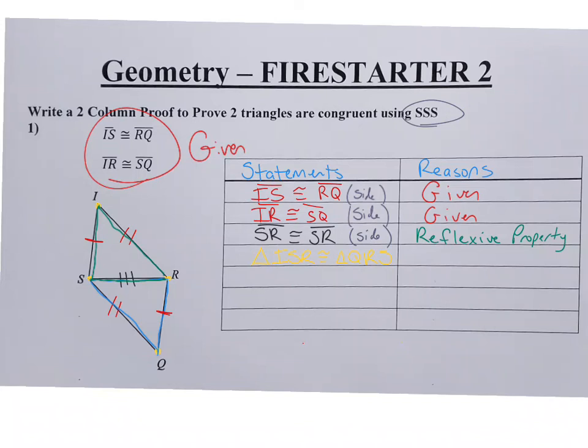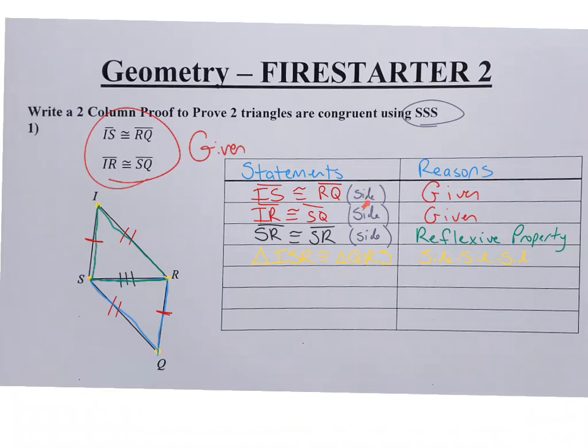Now, the reason for that is going to be side, side, side. And that's it. You don't have to write out the whole thing. You could say side, side, side, triangle congruence theorem. We're just going to put SSS. And that's it. We're done. All right? So every one of our proofs, especially in the white paper, will end with triangle something congruent to triangle something. It'll end with side, side, side. Like I said, I usually write SSS.